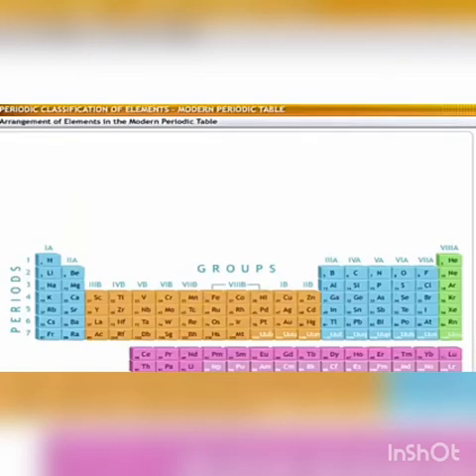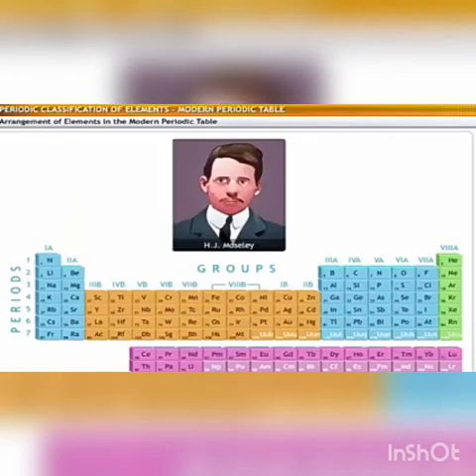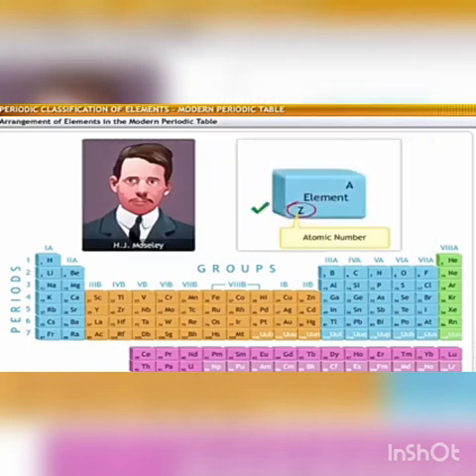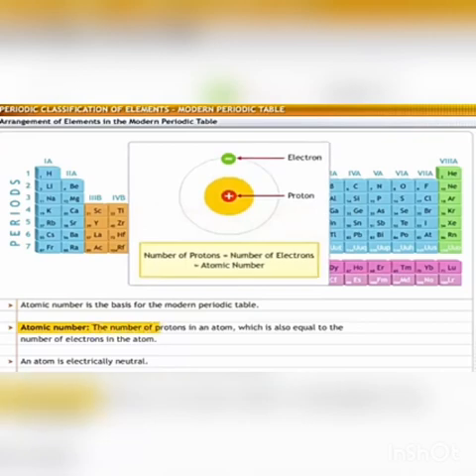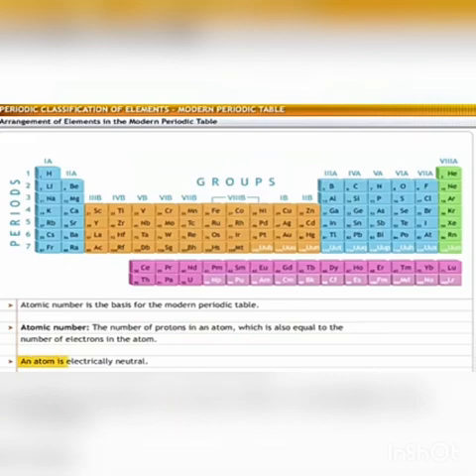The modern periodic law was developed by Moseley, an English physicist. This law states that the atomic number is a better basis for classification of elements than atomic weight. This law formed the basis for the modern periodic table. Atomic number is the number of protons in an atom. It is also equal to the number of electrons in the atom, since an atom is electrically neutral.